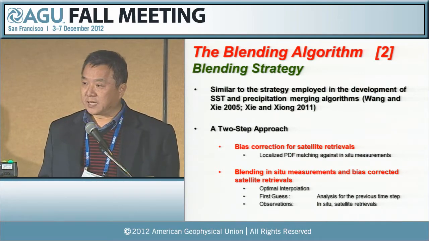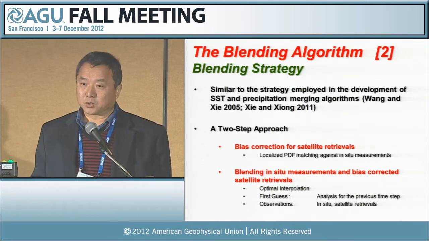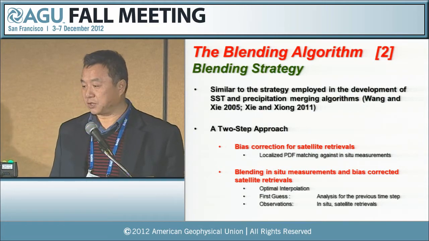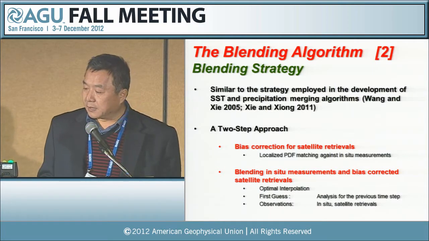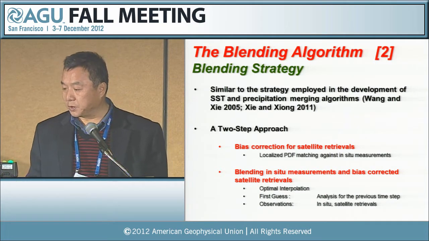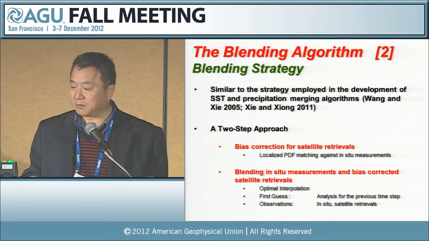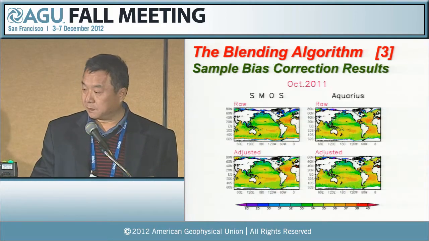so that the result of this bias collected satellite retrieval is that not only the mean values match with the in-situ measurements, but also the PDF of the sea surface salinity intensity also matches with the in-situ measurements. Then the blending procedure, second step, we take the OI approach, in which the first case is the analysis for the previous time steps, and the observation is the in-situ data and the satellite retrievals.